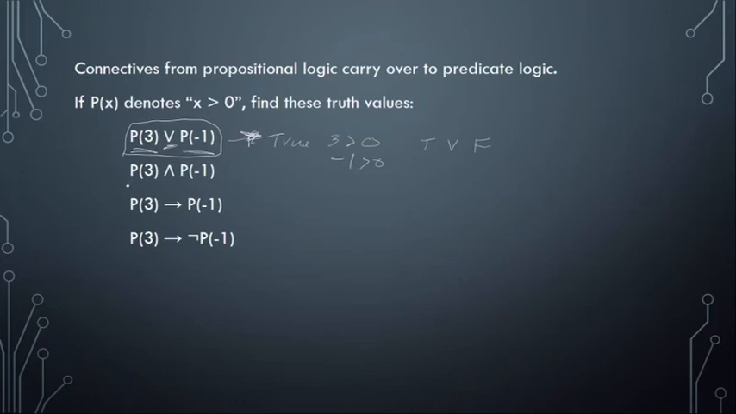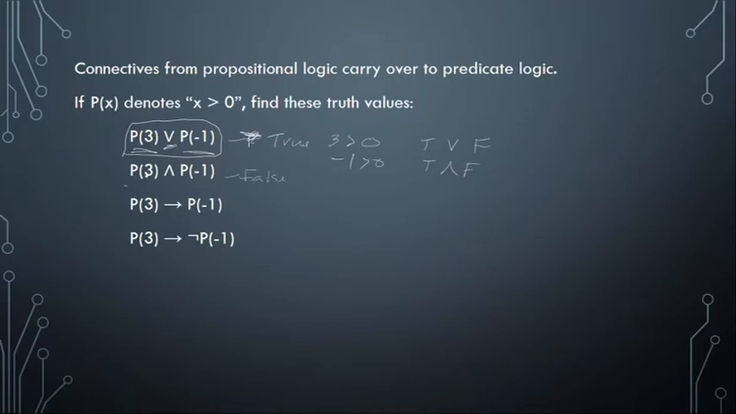The next one: 3 is greater than 0, true. And P of negative 1: since negative 1 is less than 0, it is T and F. Since the connective is and, the return value is false. With and, it is false unless both are true.